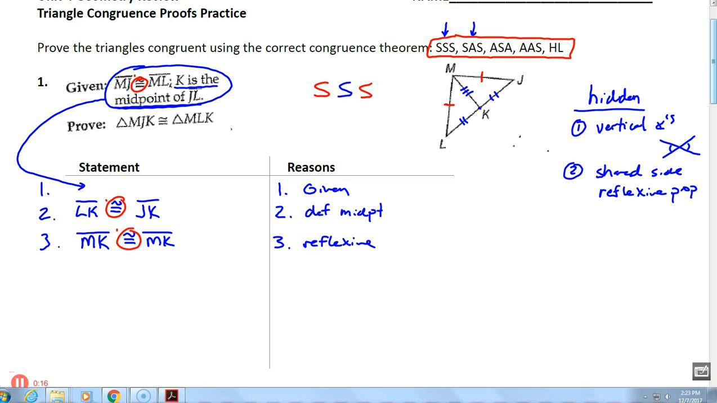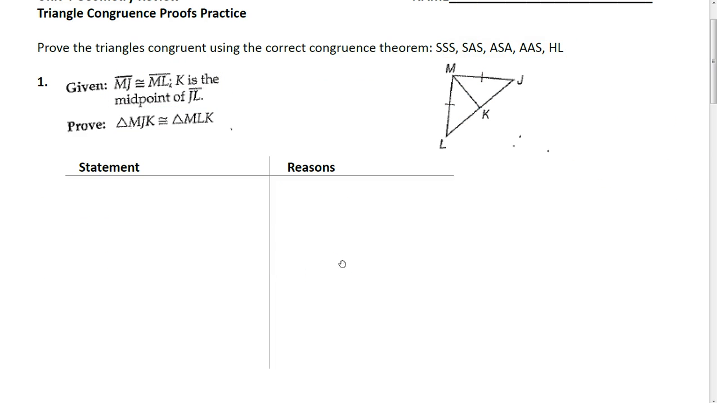So I think it's safe to say I can now give this proof statement as my last step. Step 4, triangle MJK is congruent to triangle MLK. And that would be the side side side triangle congruence theorem. So pretty straightforward on that first one. Let's move ahead and check out number 2.